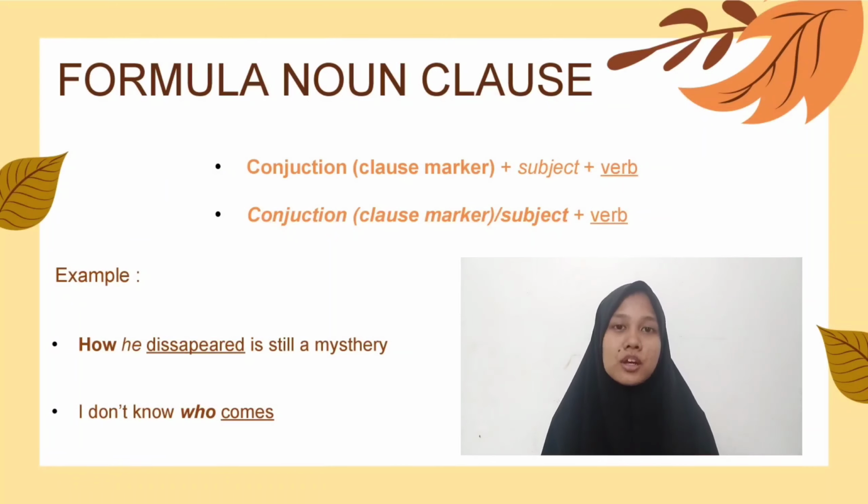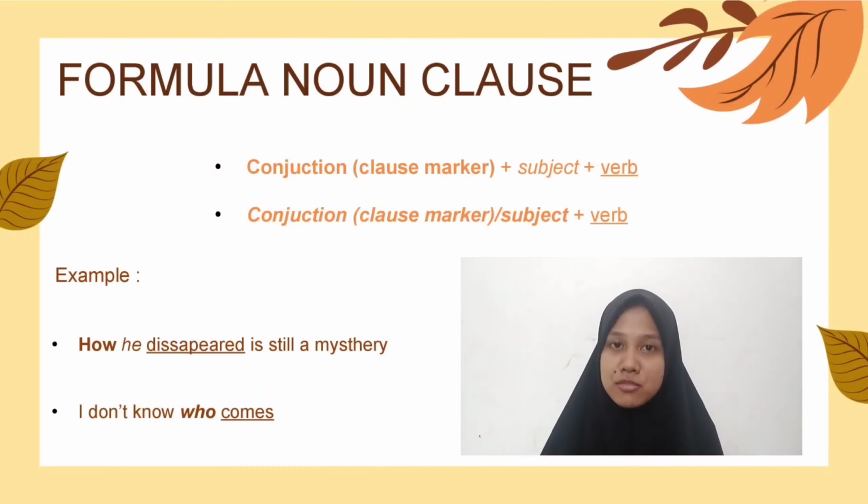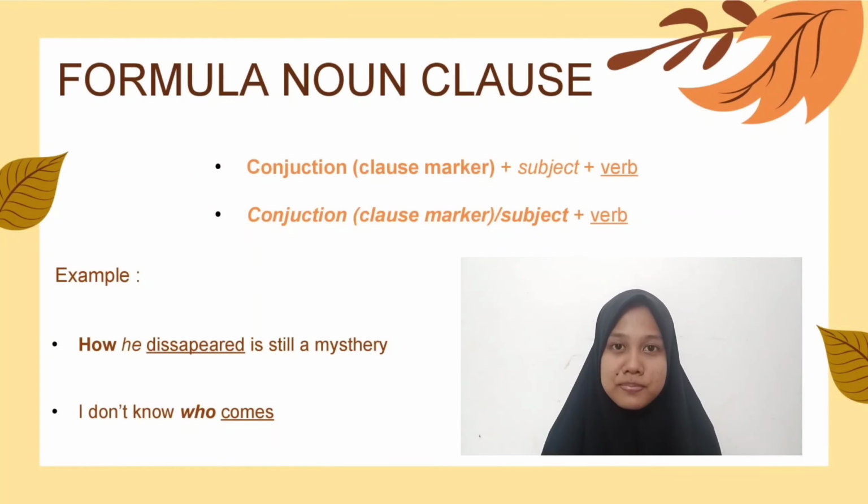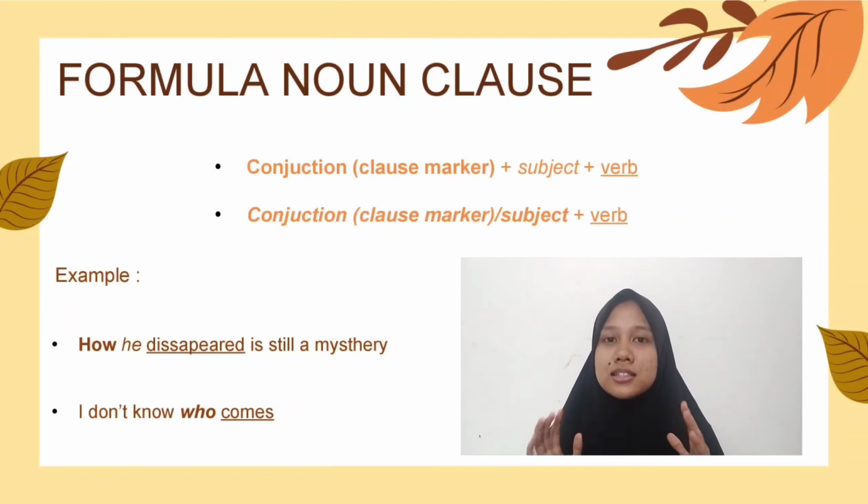Next, I will explain about the formula of noun clause. We know that noun clause is a dependent clause. So, we use this formula if we want to make a noun clause in a sentence. Noun clause is formed by conjunction or clause marker plus subject plus verb. And noun clause is also formed by conjunction or clause marker, which is also a subject, plus verb. Remember this: the subject and verb in this formula are for the noun clause, not for the subject and verb in the sentence.